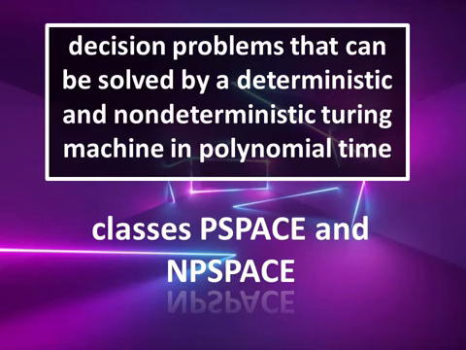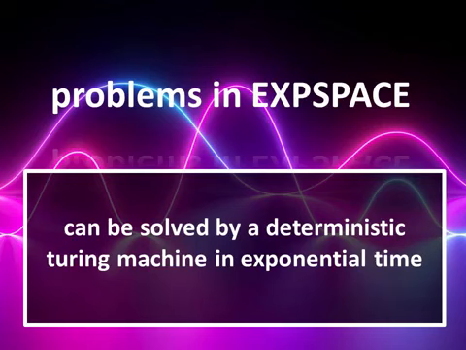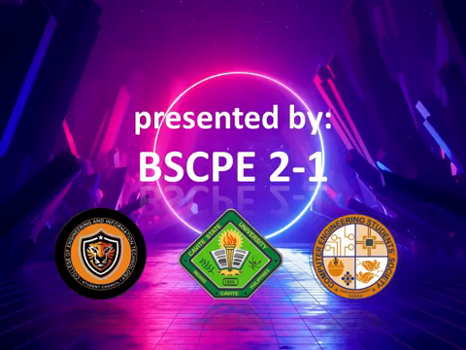The classes PSPACE and NPSPACE are decision problems that can be solved by a deterministic and a non-deterministic Turing machine in polynomial space, respectively, while problems in EXPSPACE can be solved by a deterministic Turing machine in exponential space.